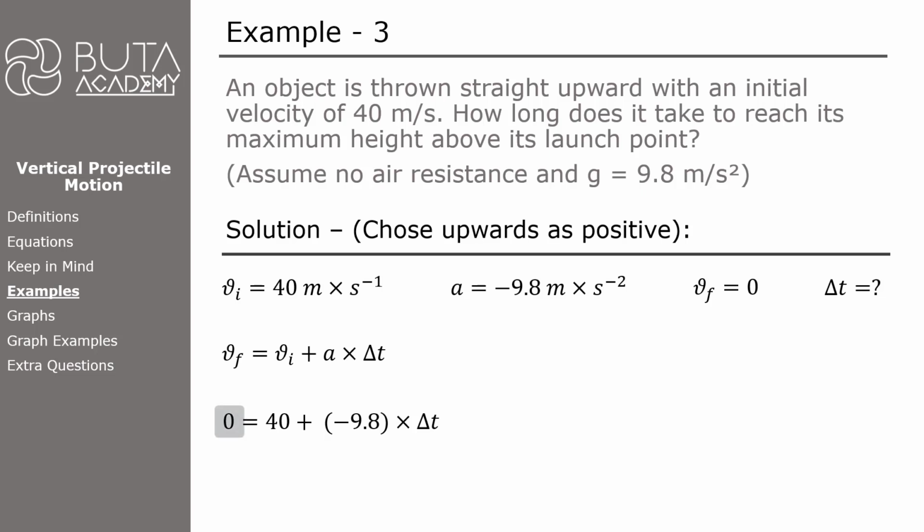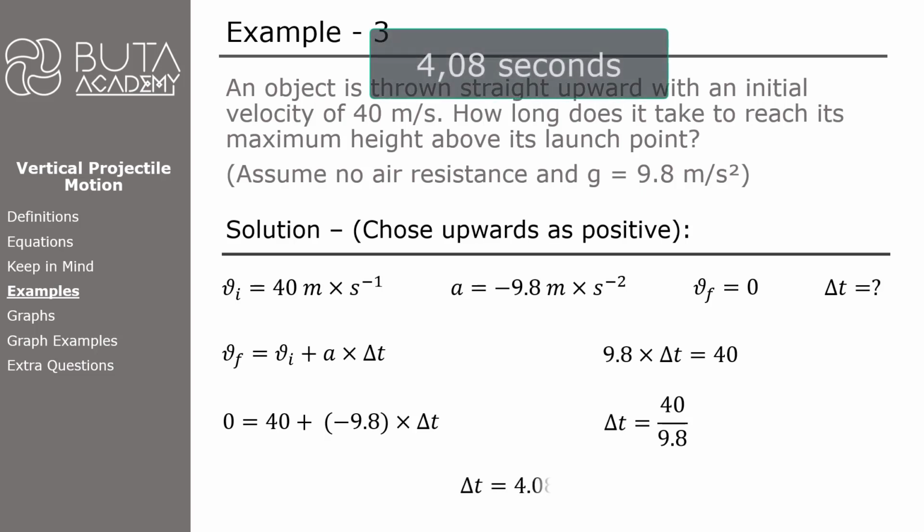Final velocity is 0. Initial velocity is 40. Gravitational acceleration is negative 9.8 meters per second square. We can move 9.8 times delta t to the left side of the equation. Delta t can be calculated by taking the ratio of 40 and 9.8, which is equal to 4.08 seconds.